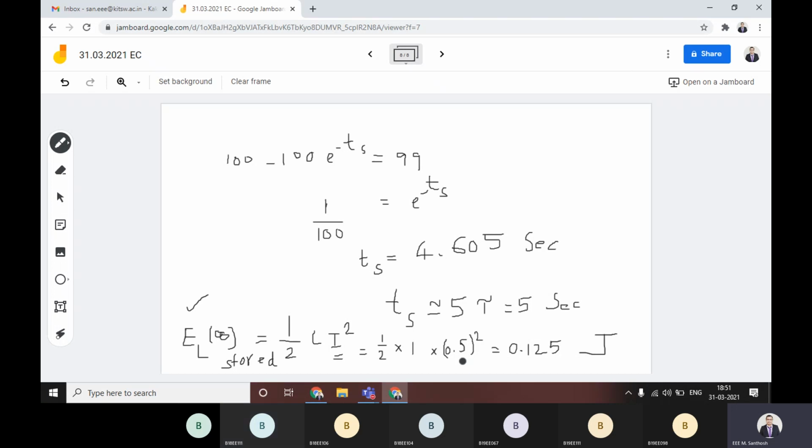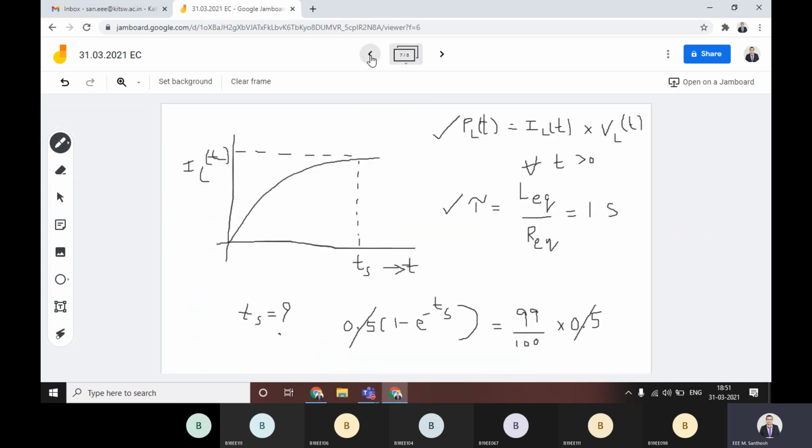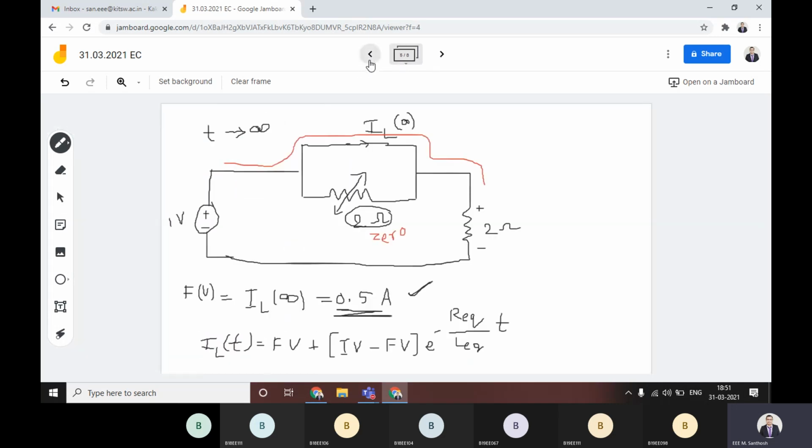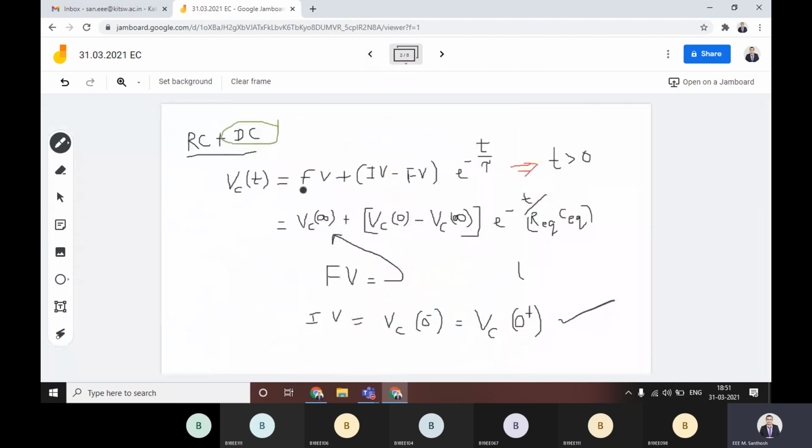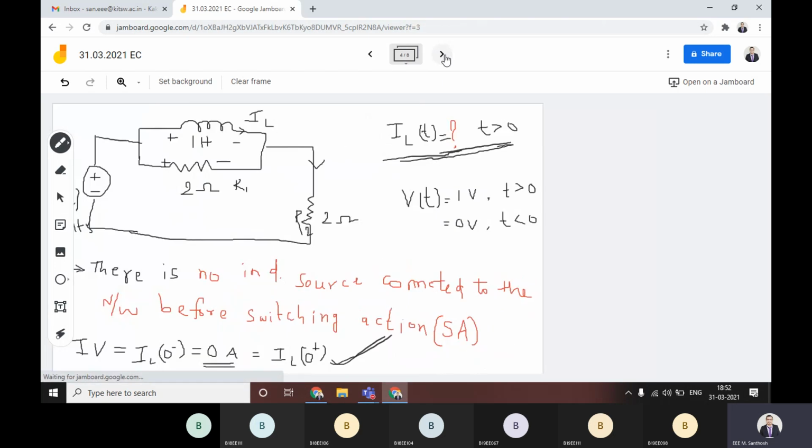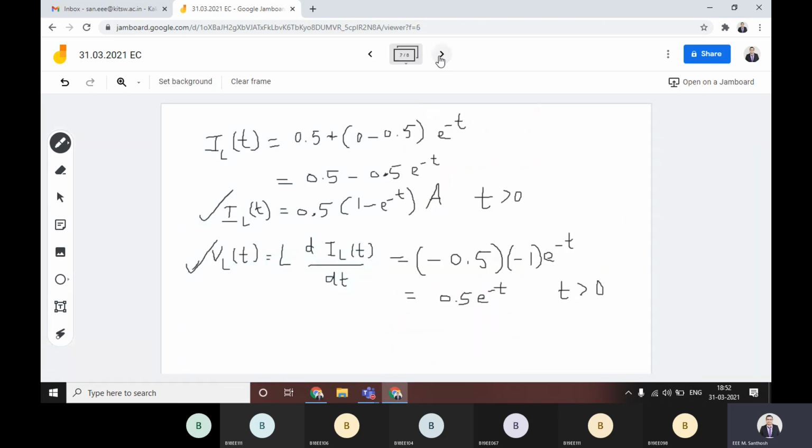Okay, this time we'll go with the capacitor. Previously we calculated with the inductor, right? In the capacitor case, it's simple, but here we have to take into consideration this voltage expression, Vc of t. Vc of t can be calculated as final value plus (initial value minus final value) times e power minus t by tau. The tau value here is R equivalent into C equivalent. That is the difference we have between RL and RC.